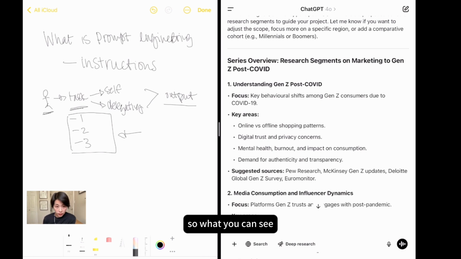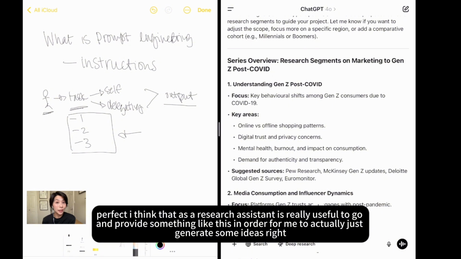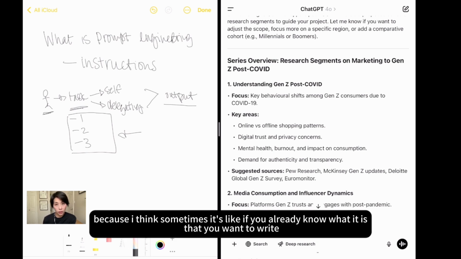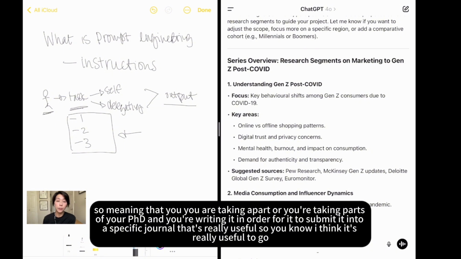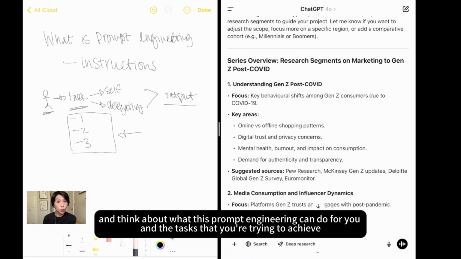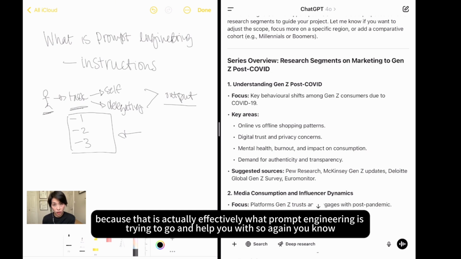So what you can see is that, by no means is this perfect. I think that as a research assistant, it's really useful to provide something like this for me to just generate some ideas, right? Sometimes, if you already know what you want to write, meaning you are taking parts of your PhD and writing them in order to submit to a specific journal, that's really useful. So I think it's really useful to think about what this prompt engineering can do for you and the tasks that you're trying to achieve, because that is effectively what prompt engineering is trying to help you with.